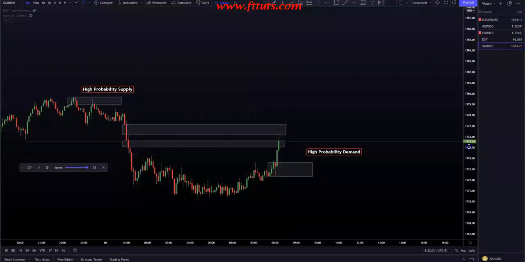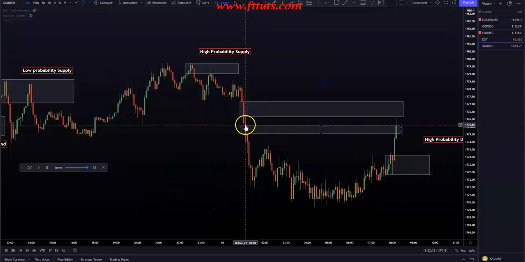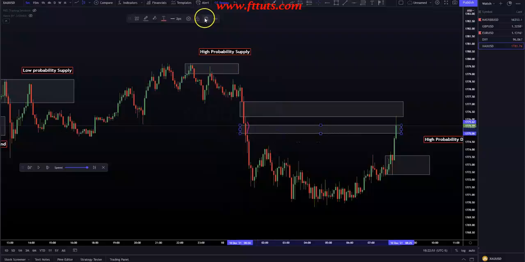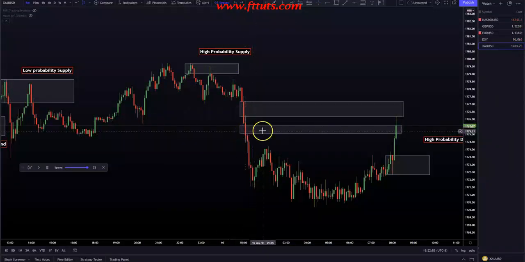Now, why is this a gap? This is a gap because it was aggressive selling and no pullbacks. If this candle right here did this, if it wicked up and then started dropping some more, this box would not be here. But since it didn't do that, the box has to be there because that's a gap in the market.